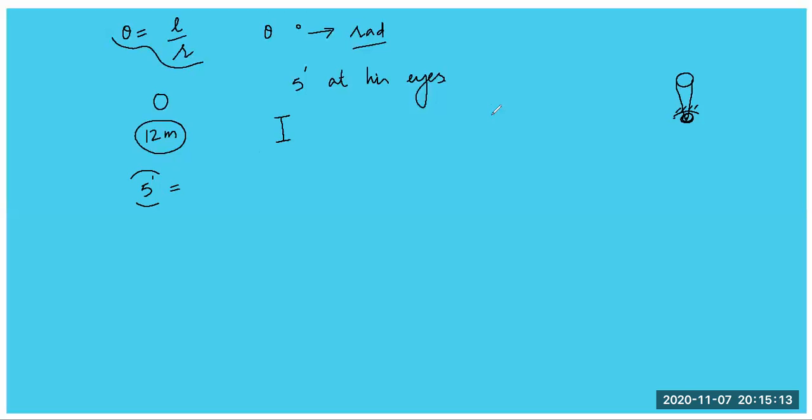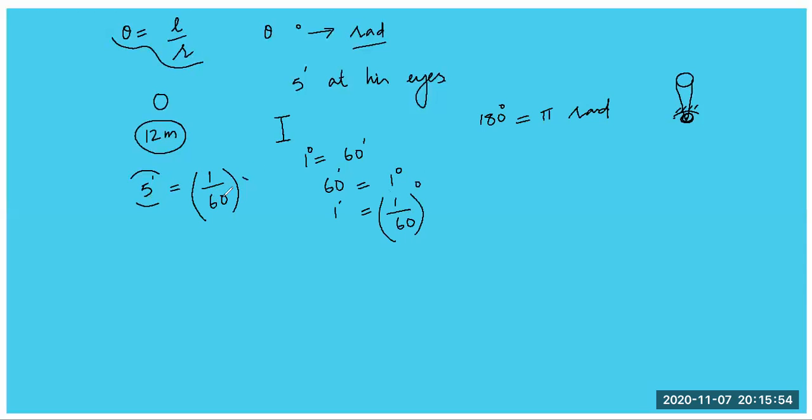So degree into radians, we know 180 degree is equal to pi radians, right students? So first convert 5 minutes into degree. How? 1 degree is equal to 60 minutes. So 1 minute is equal to 1 by 60 degree. Am I right, students? So 5 minutes will be equal to 5 by 60, that is 1 by 12 degree. Beautiful. Good, Ishma. Good going. But I want to say good to everyone. So it is 1 by 12 degree.